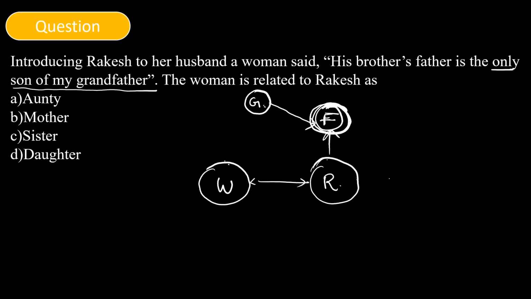This grandfather has only one son. Now this woman will be the daughter of this man, and Rakesh is the son of this man. So this woman and Rakesh are brothers and sisters. So the woman is the sister of Rakesh. Okay, option is C.